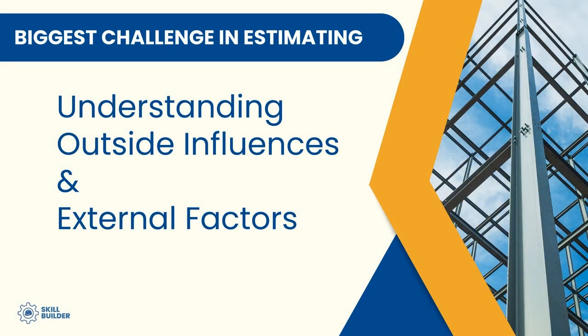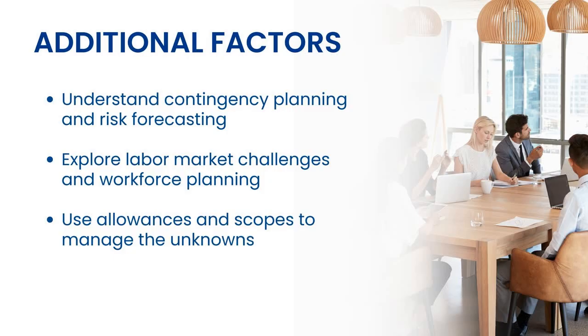So, our outside influences. Some additional factors that you'll want to keep in mind is, again, just understanding contingency planning and being able to forecast those different risks that may be specific to your project. Explore labor market challenges. Are you in a rural area that may not have skilled workers for the particular discipline that you need? And then use allowances and scopes to be able to manage those unknowns. So it just acts as a protection net for you when you're moving through your project estimate.